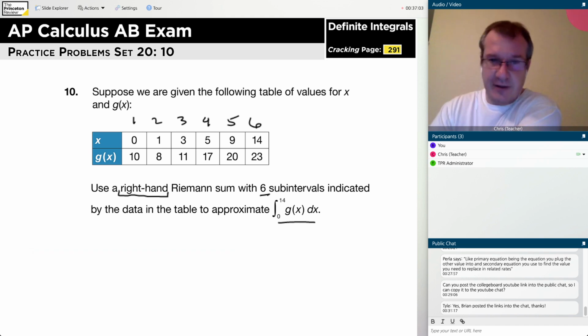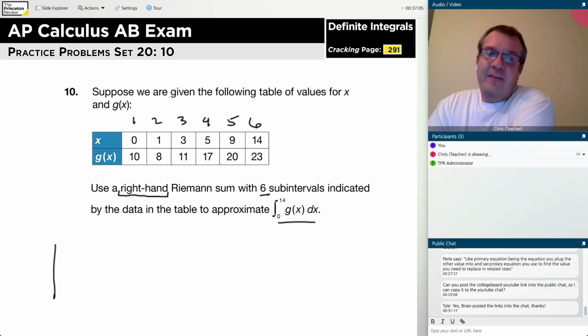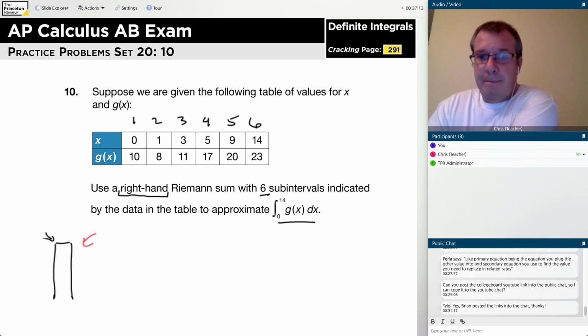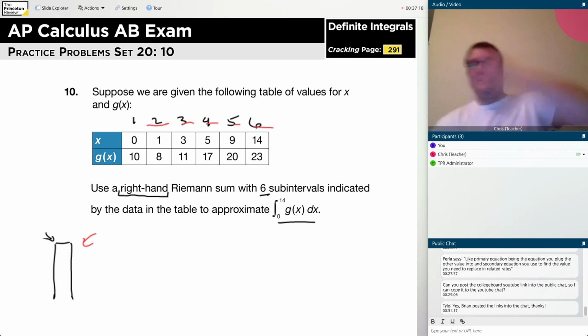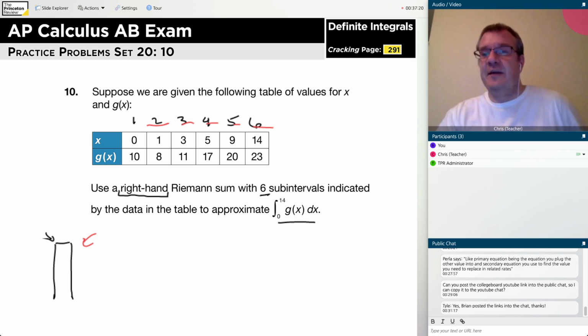I'm so sorry. You're basically taking your rectangles. If you're looking at the left hand, you would be starting at the left-hand side. We have to start here, which means we are going to be using these values. But since they give us all the values in there, all we have to do is use the values in the g of x and then combine them. With the Riemann sums, don't ever overdo it.